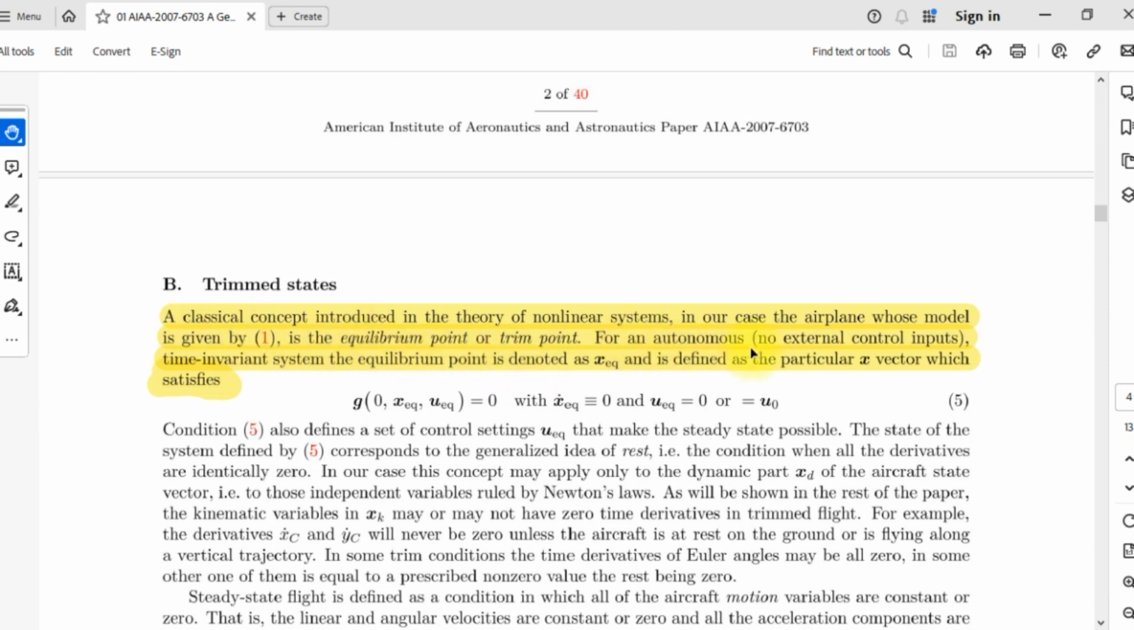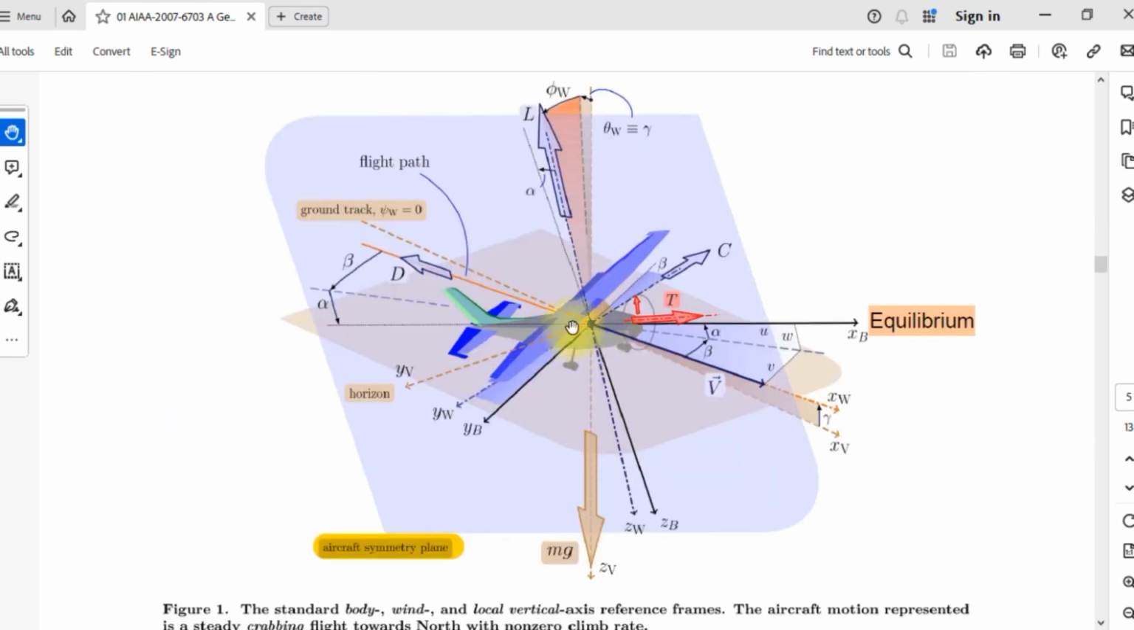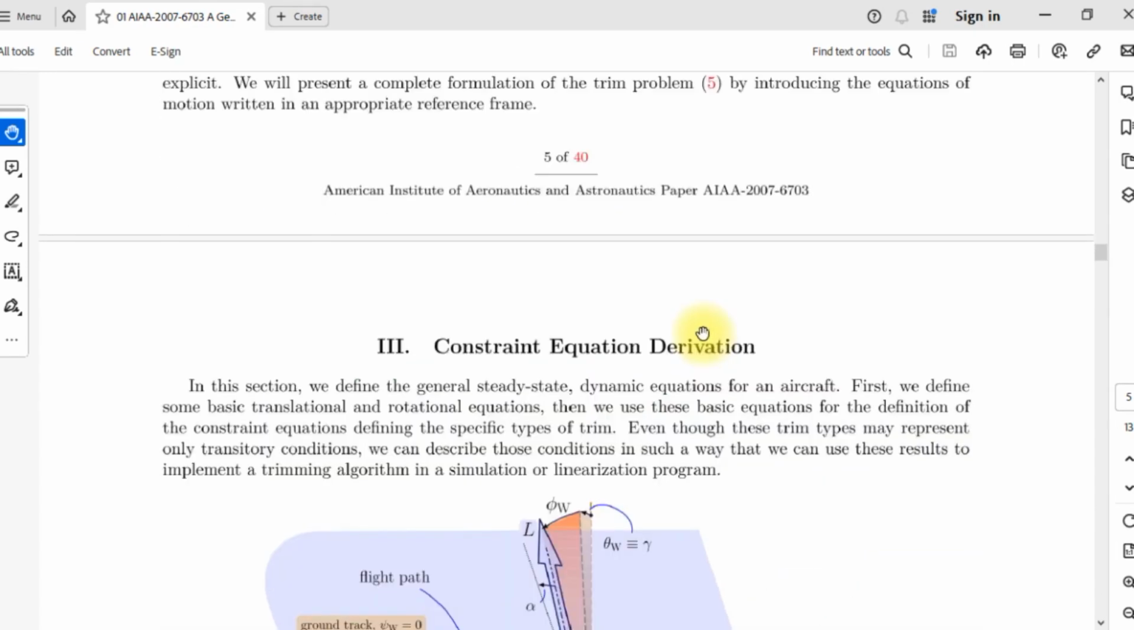For an autonomous, time-invariant system with no external control inputs, the equilibrium point is defined as the particular x vector which satisfies this. Now, let me explain this before I go back. Normally, globies call this the point of gravity, but it's actually the point of equilibrium. So this has nothing to do with the point of gravity. It's the point of equilibrium, where all three of these meet. So let's go back here.